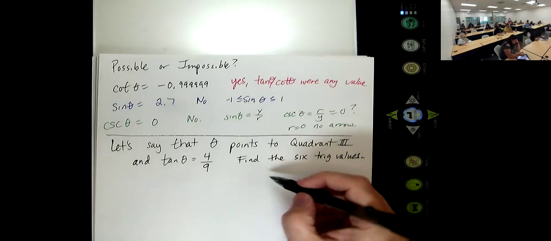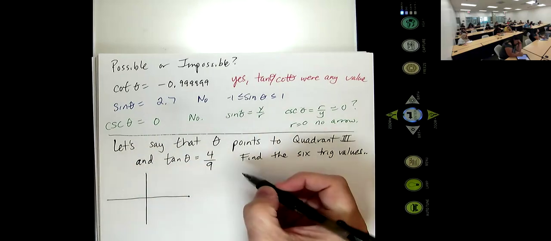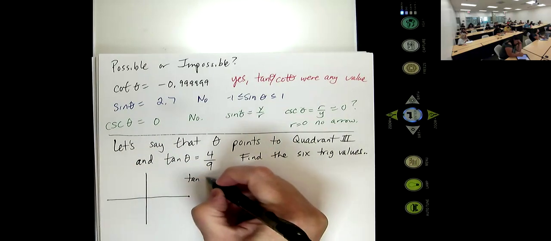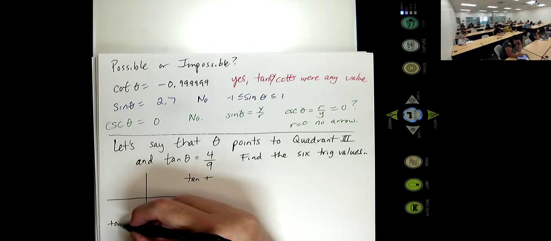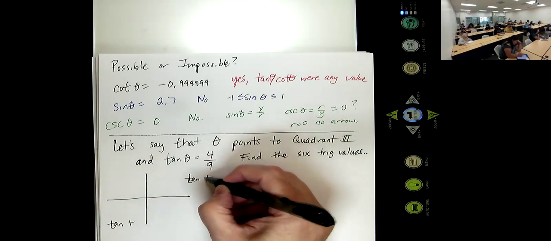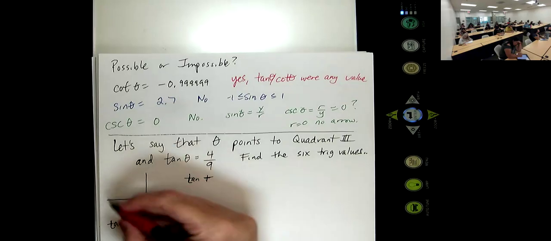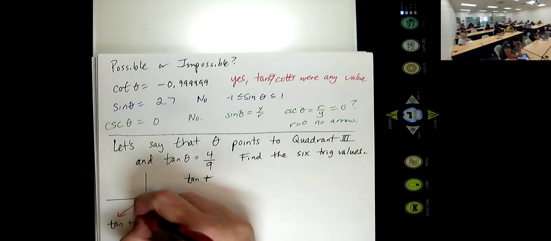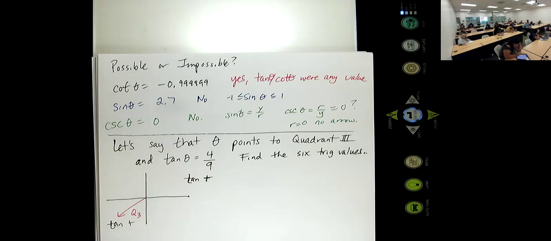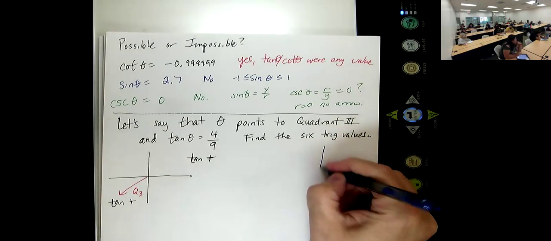Now, them giving us tangent theta equals 4/9 is not enough. Tangent is positive up here and tangent is positive down here. So that's why they gotta give us more information. Here, they tell us we're in quadrant 3. Down here is quadrant 3, so we're down there. So if I magnify this out a little bit.